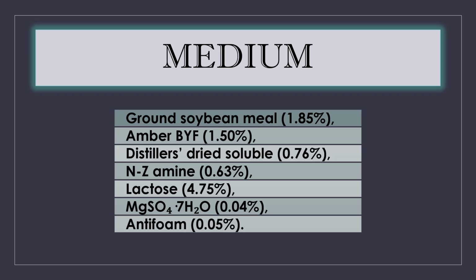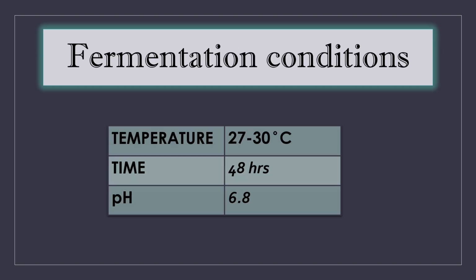Medium: soybean meal, amber, distillers dried solubles, N-Z amine, lactose, magnesium sulfate and antifoam. Fermentation condition: the temperature required is 27 to 30 degrees Celsius and the duration is 48 hours. The pH should be maintained at 6.8.